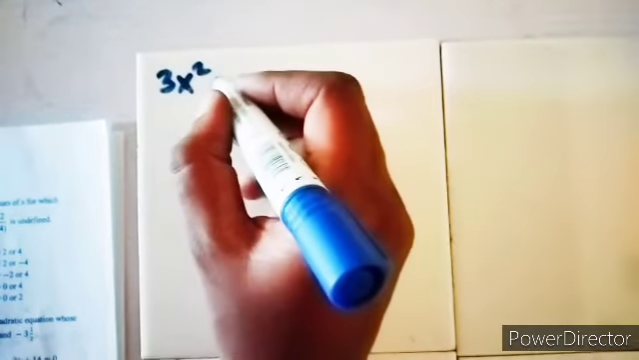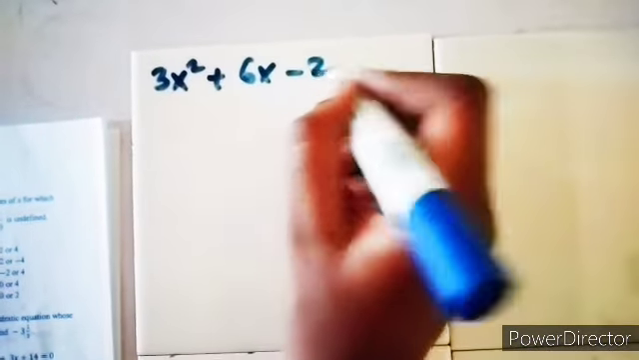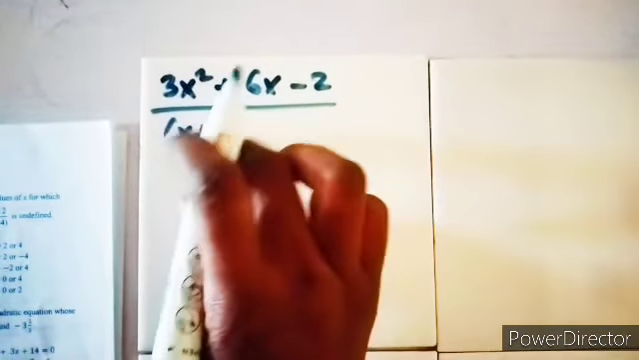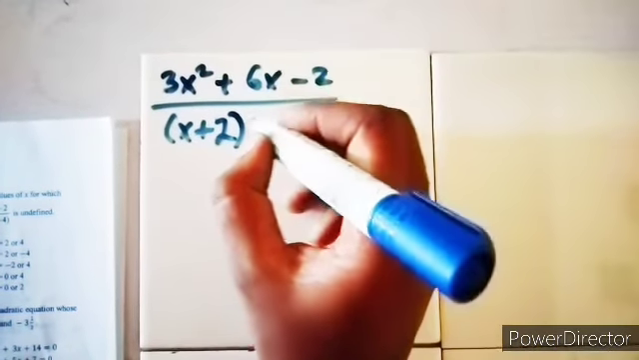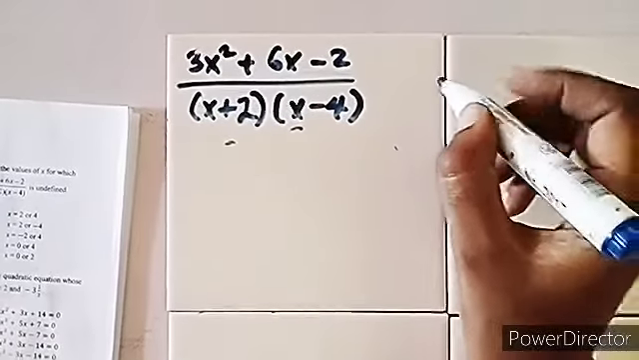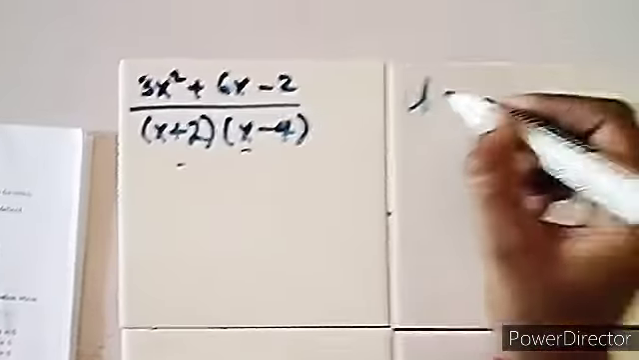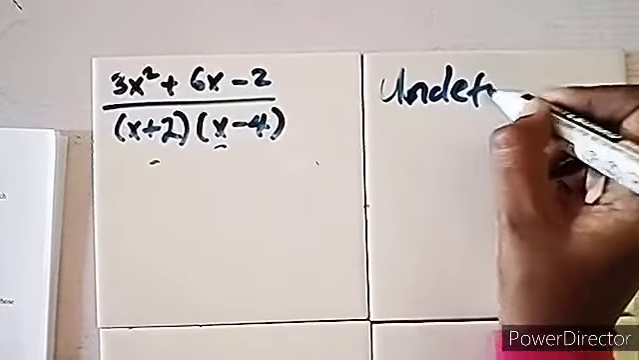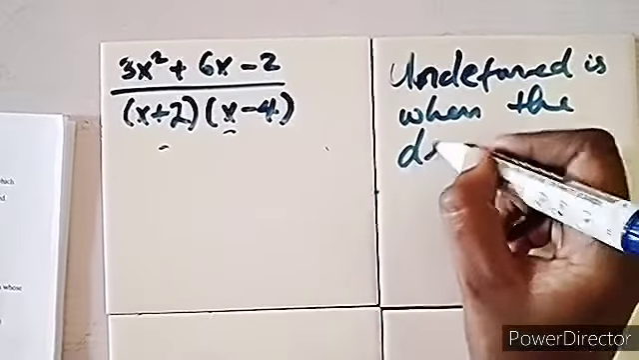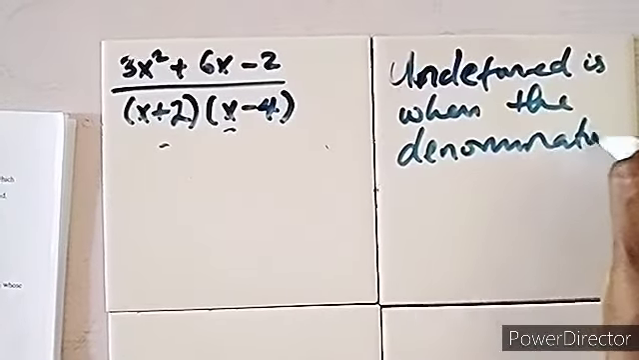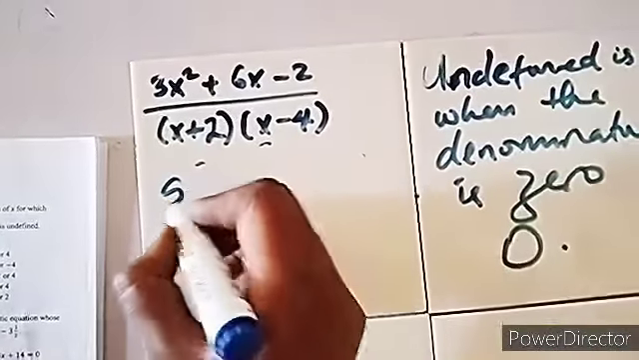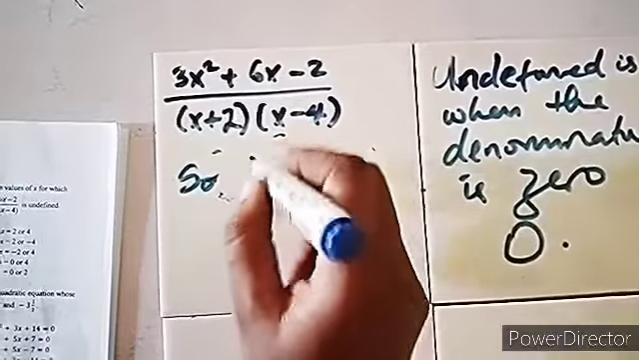So the next and final problem is 3x squared plus 6x minus 2 all over bracket x plus 2, x minus 4. So in this problem, we're required to find the value of x for which this expression will be undefined. Now, for an expression to be undefined means that the denominator will be 0. So what value of x are we going to substitute in the denominator that would give us 0?